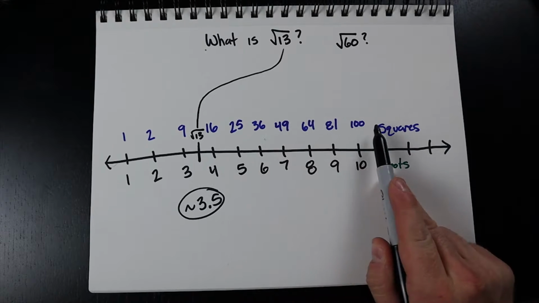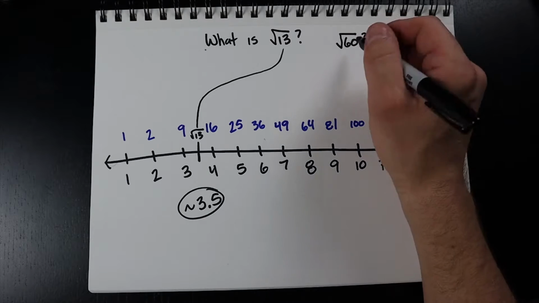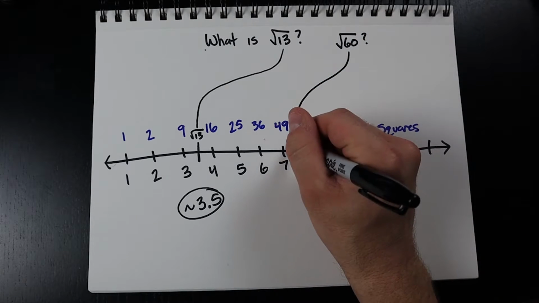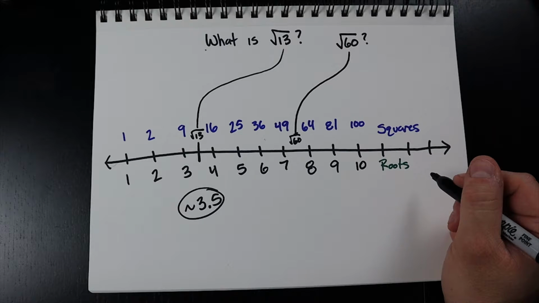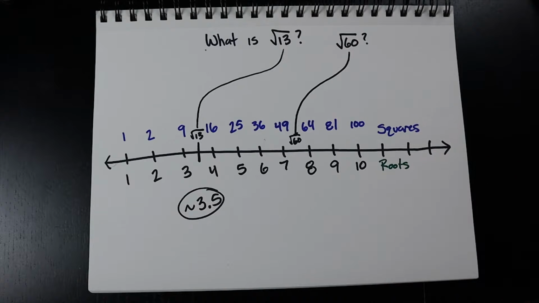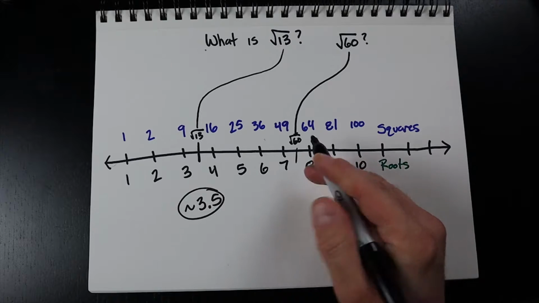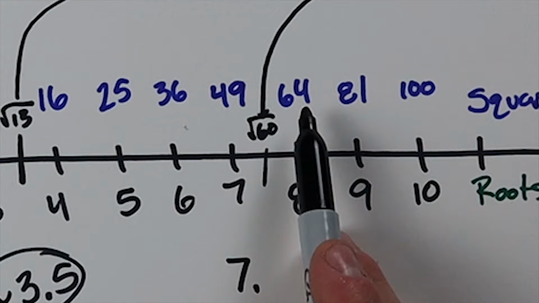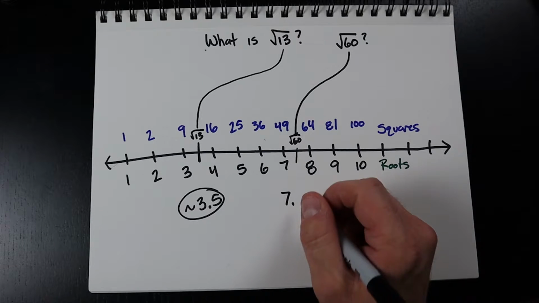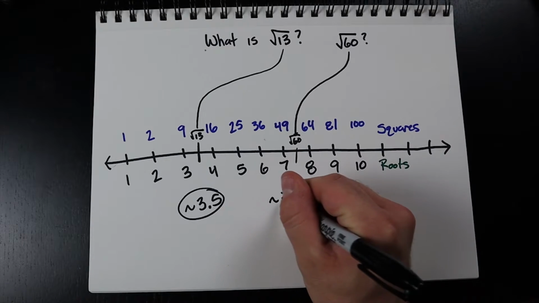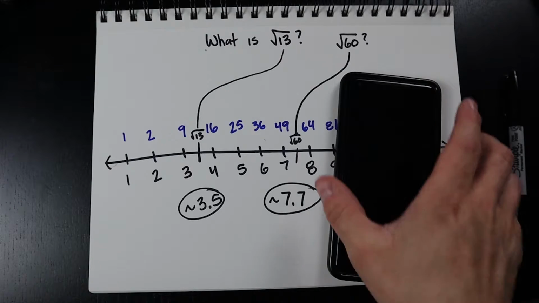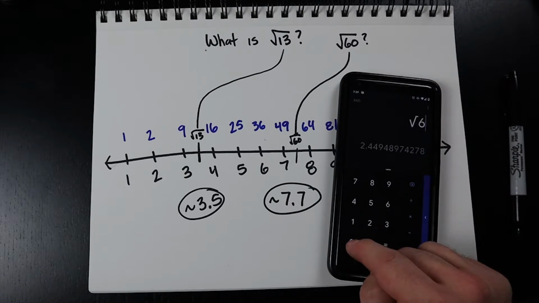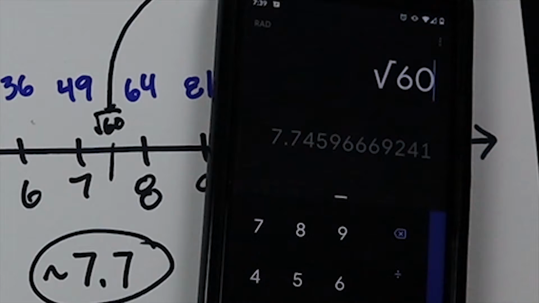Once again, we find where the square root of 60 would fall, between the numbers 49 and 64. Which means the square root of 60 lies between 7 and 8. However, this time, because the number 60 is a lot closer to 64 than it is to 49, we're going to move the decimal a little bit closer towards the number 8. We estimate the square root of 60 is roughly 7.7. Checking on the calculator, and bam! 7.7 is a great estimate.